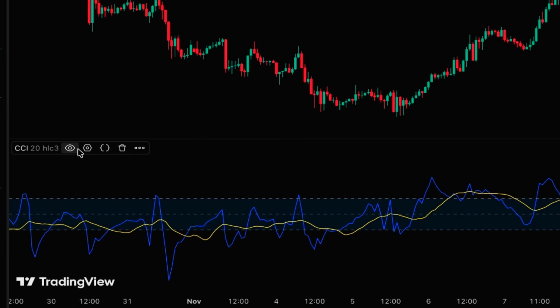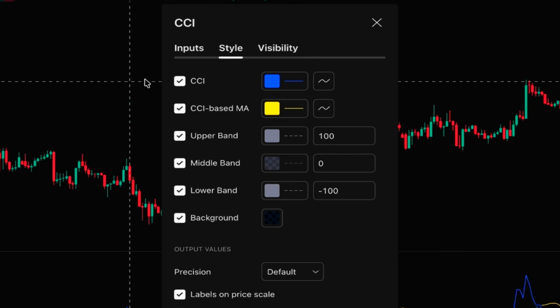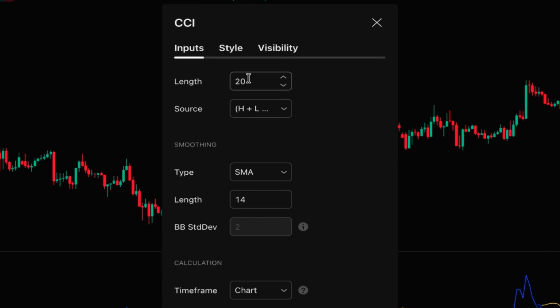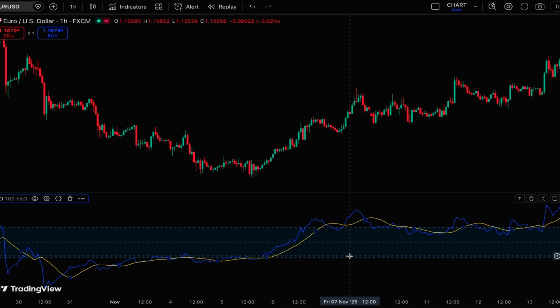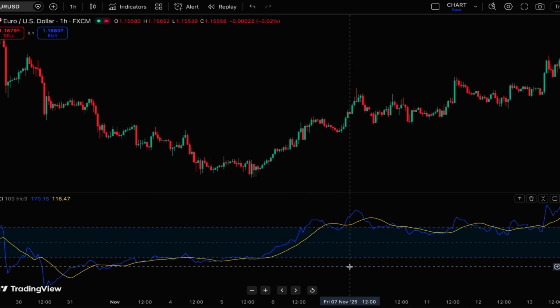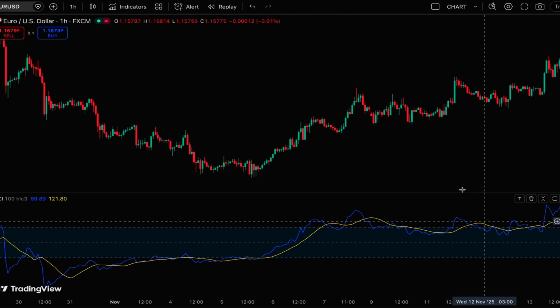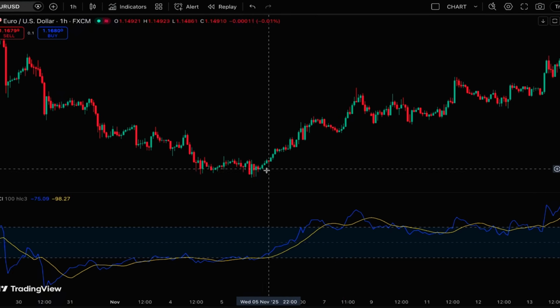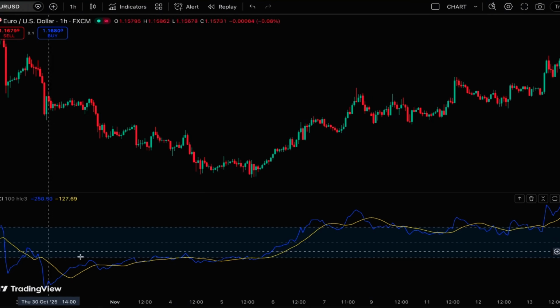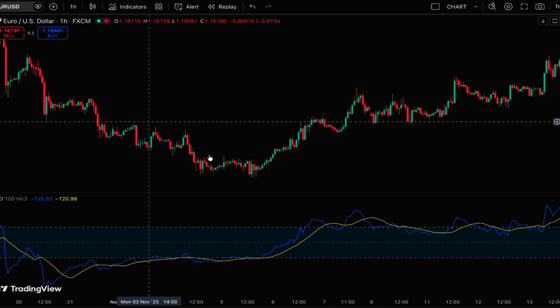So here we go to the settings of the indicator and here in the inputs tab, here for the length we set it at 100. CCI with length of 100 can effectively help you with trend identification. When CCI line is above the center line, the market is in an uptrend, and when CCI line is below the center line, the market is trending down.